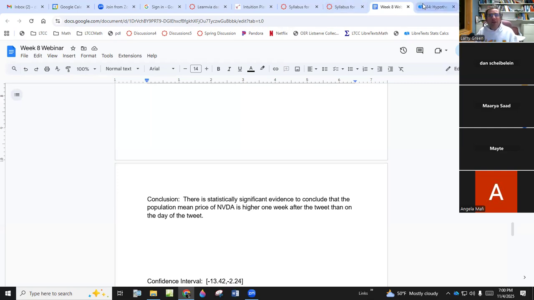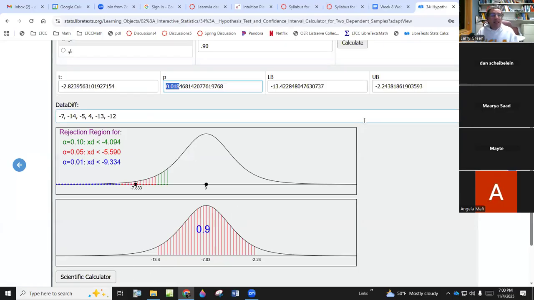Okay, the confidence interval again was about negative 13.4 to negative 2.4. Probably 2 decimals is better since it's money: negative $13.42 versus $2.24. I know those are negative, but remember if the stock goes up, then first minus second is negative. So that means the stock tends to go up about $13, between $2 and $13 or so.